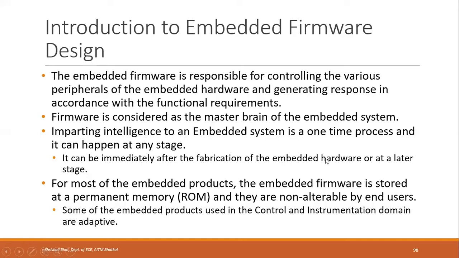At the fabrication itself, firmware can be loaded, or it can be left to the user to load some firmware in some applications. For most of the embedded products, the embedded firmware is stored at a permanent memory, that is the program memory called ROM, and they are non-alterable by end users for most of the products. The manufacturer itself puts them into the ROM, and it is non-alterable by end users. Some of the embedded products used in control and instrumentation domain are adaptive, means they can be changed, only few of them.